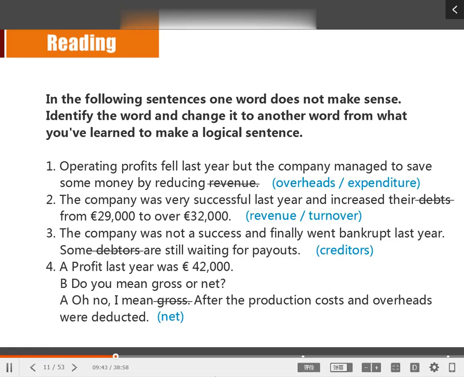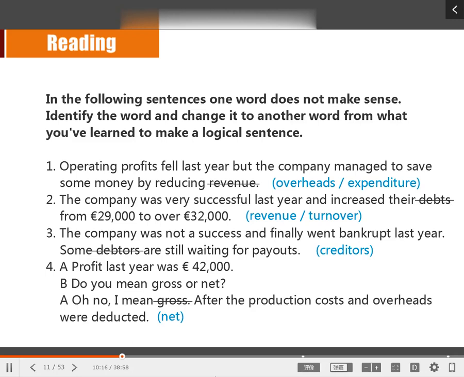Okay, now let's check your answers. Good. And here I'd like to say a few words about the second sentence. Say the company was very successful last year according to its revenue, right? So its revenue has increased a lot. And in this case, the word turnover has the same meaning as revenue. 收益。好，两个单词呢都会用来表示收益哈。Okay, so much for the words.